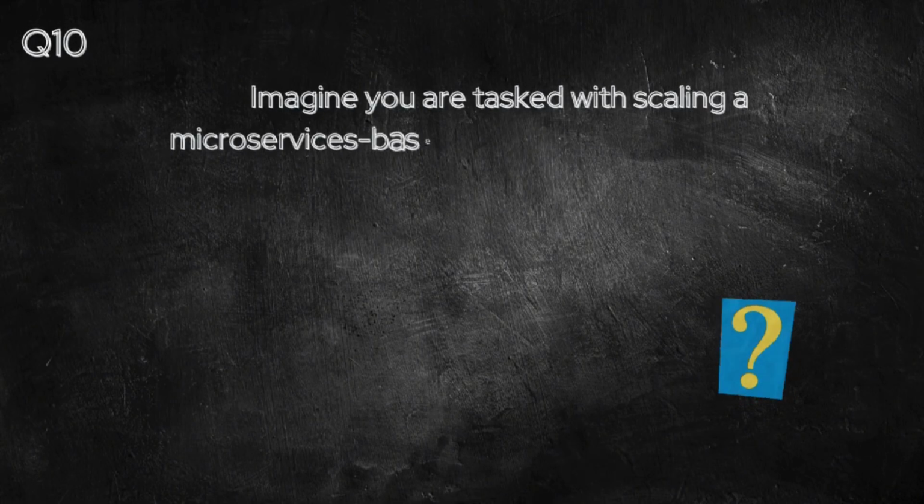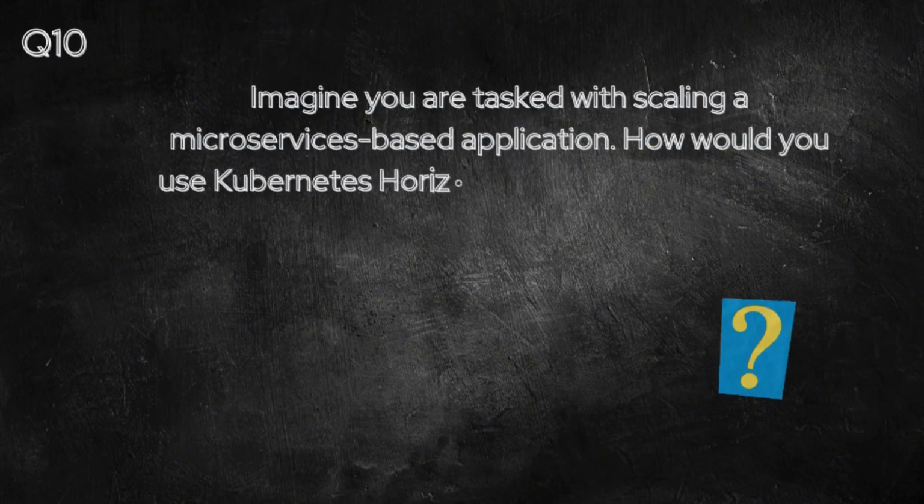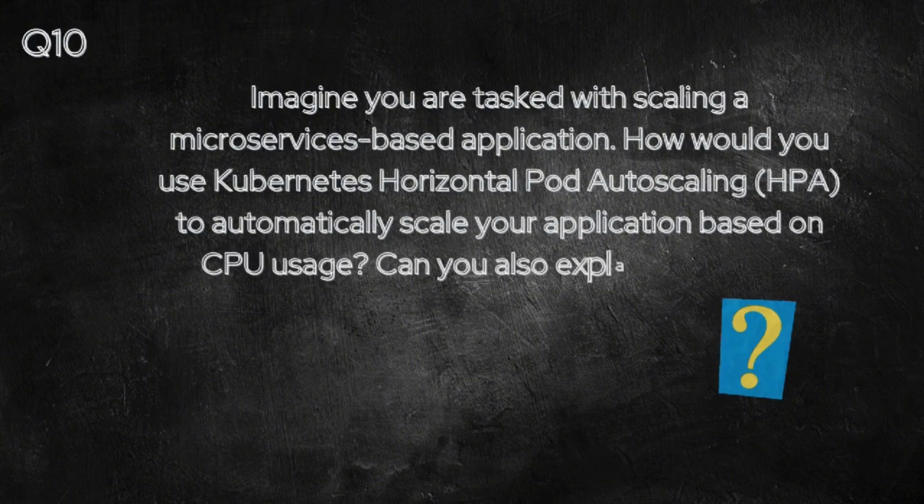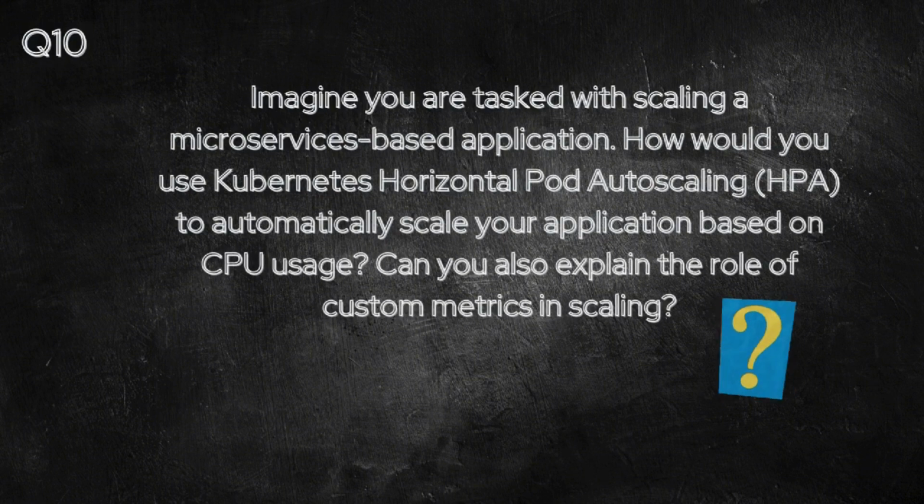Question number 10. Imagine you're tasked with scaling a microservice-based application. How would you use Kubernetes horizontal pod autoscaling to automatically scale your applications based on CPU usage? Can you also explain the role of custom metrics in scaling?